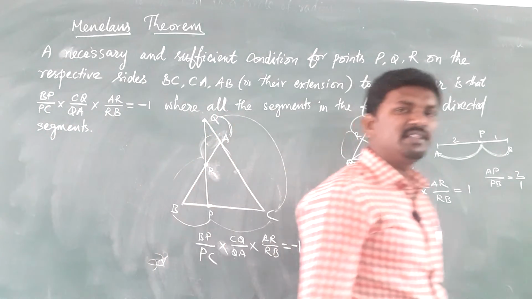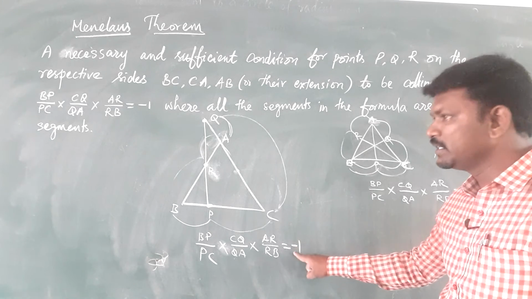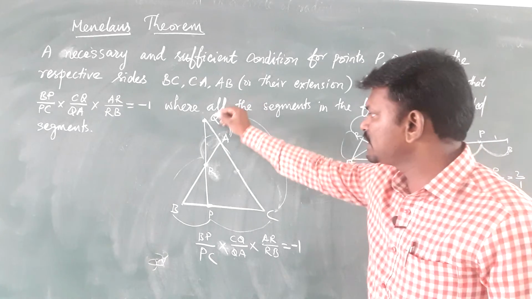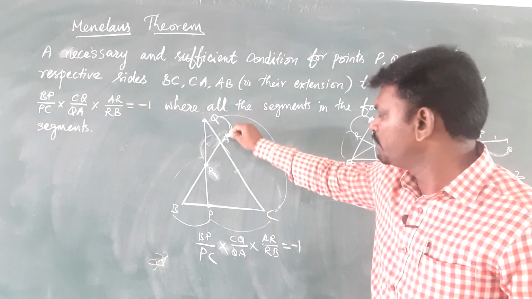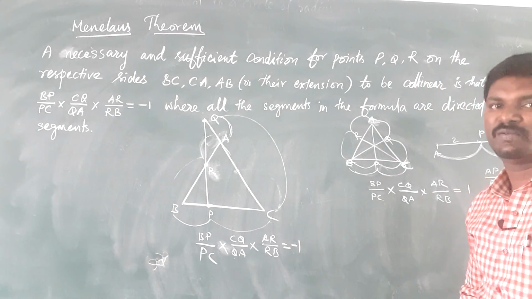So I think you are all clear about Menelaus's theorem. It is very simple. Why have we put the negative here? I hope you all understood clearly. Because of the extension, because Q divides AC externally, we are using the minus symbol. Okay.